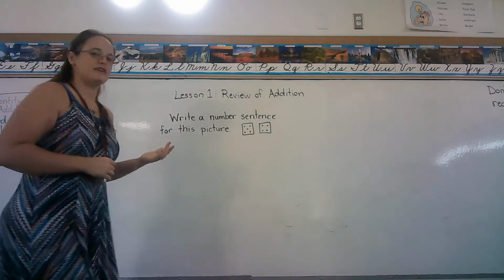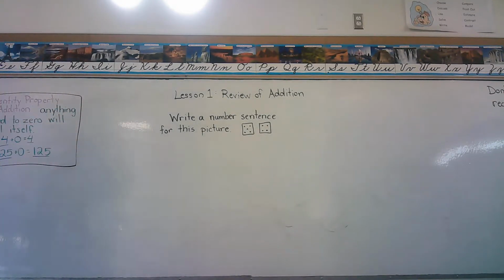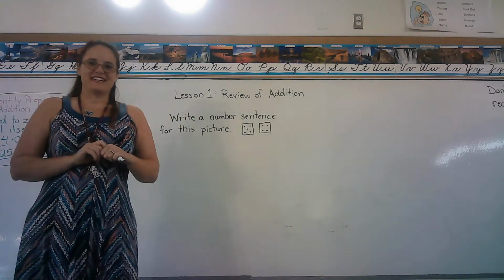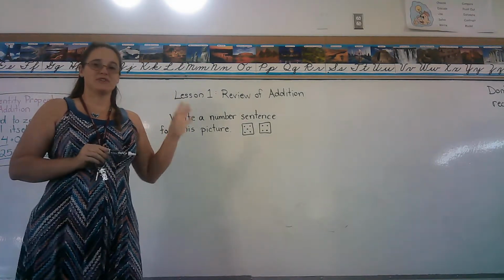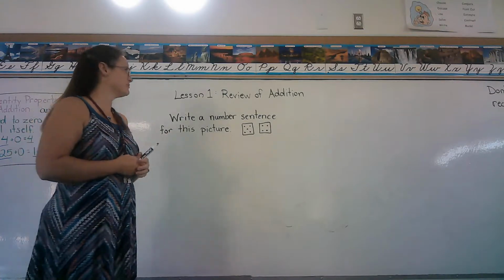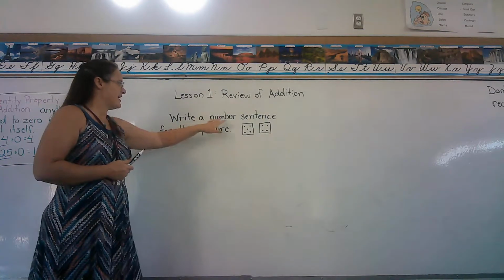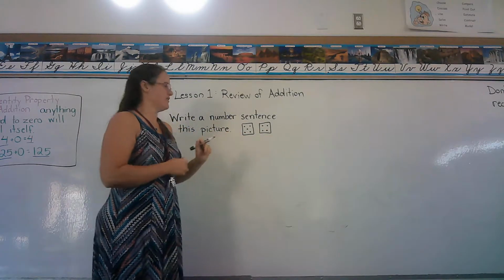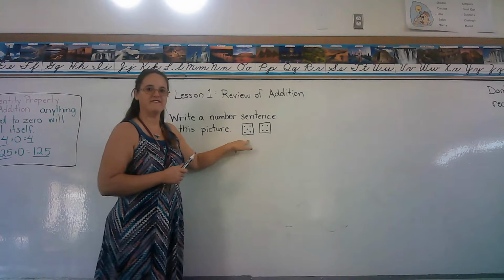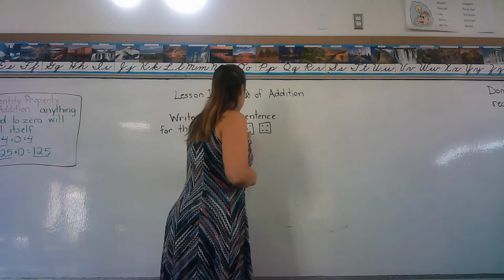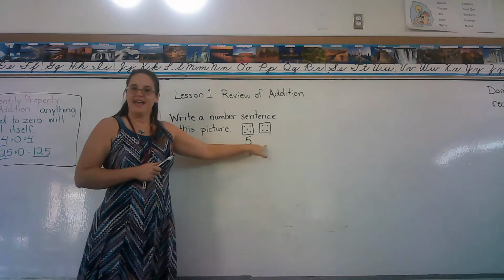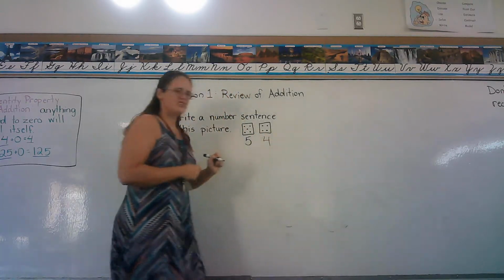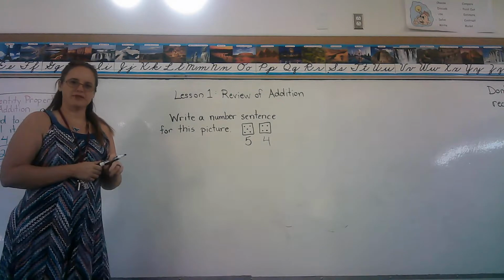So our lesson today is a review of addition. And Saxon likes to start things out nice and easy. So this really should be a review, something that you've heard before. They want us to write a number sentence for this picture right here. So I hope that you can see it. I have 5 dots on this number cube, and I have 4 dots on this number cube. So how would we turn that into a number sentence?